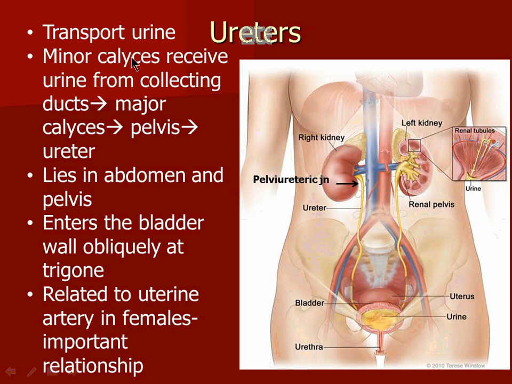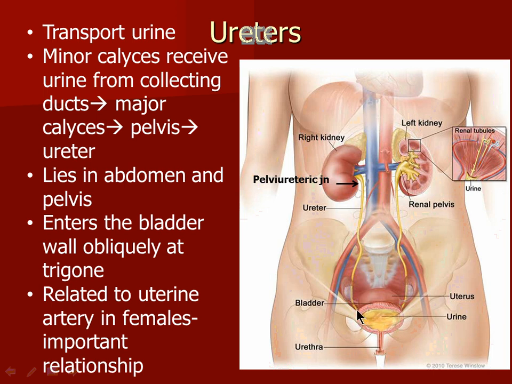So first, the minor calyces receive the urine from the collecting and the papillary ducts. It then goes into the major calyces. So from the minor, it goes into the major calyces. As you can see here, the collecting ducts opening through the papilla into the minor calyx, then into major calyx, then into the pelvis, and then into the ureter. You can notice the ureter lying both in the abdomen and in the pelvic cavity, half and half.